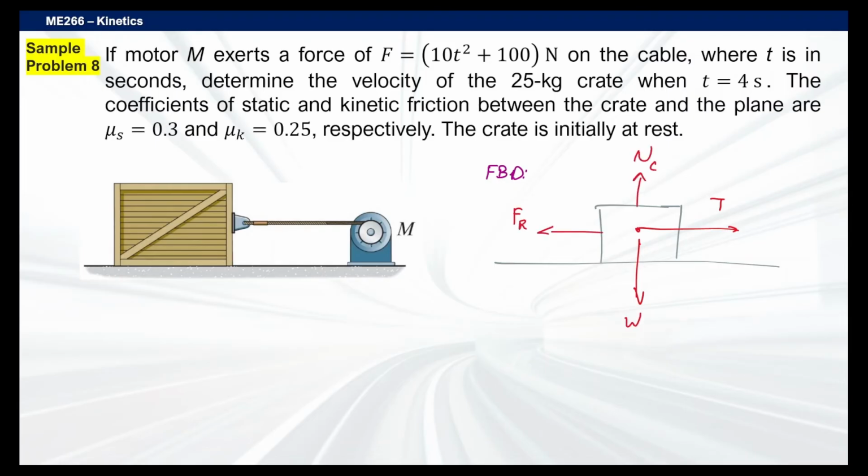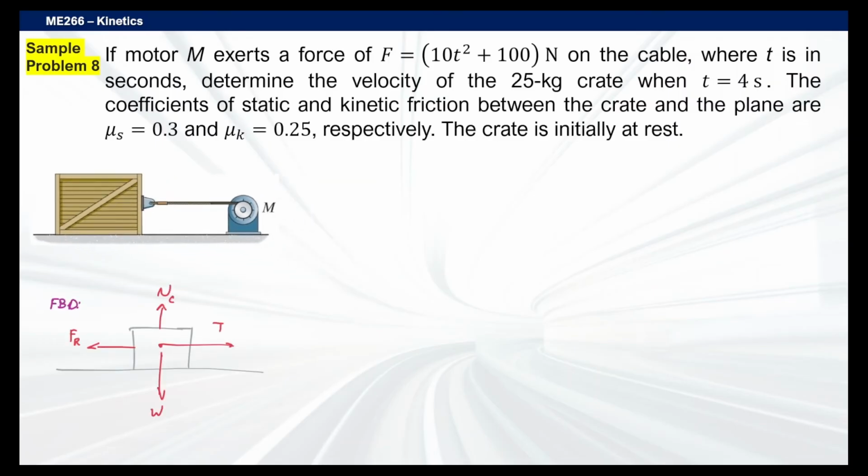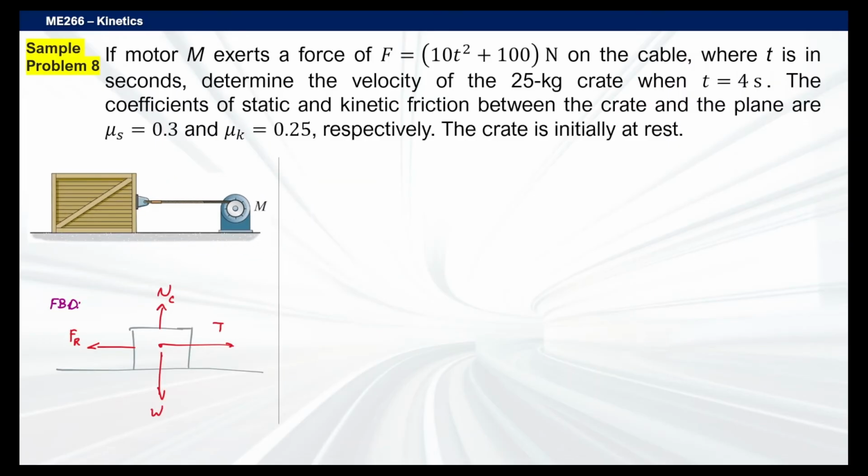Okay, and then from there, we can now set up our equations of motion. Since we're finding the velocity here, we're definitely going to set up our equations of motion first. We start first with the horizontal. I think that's what matters. Actually, we can start with the y.